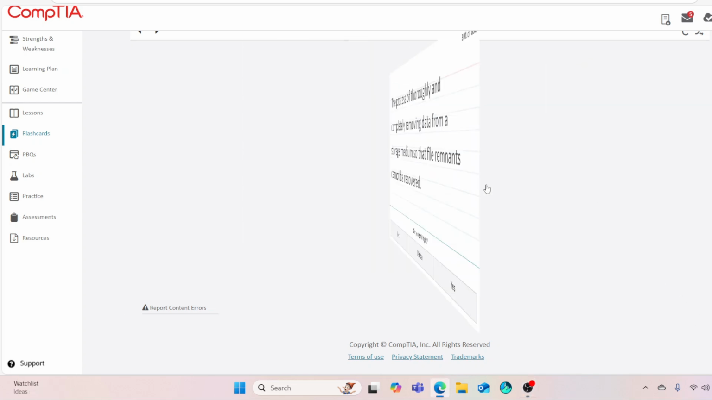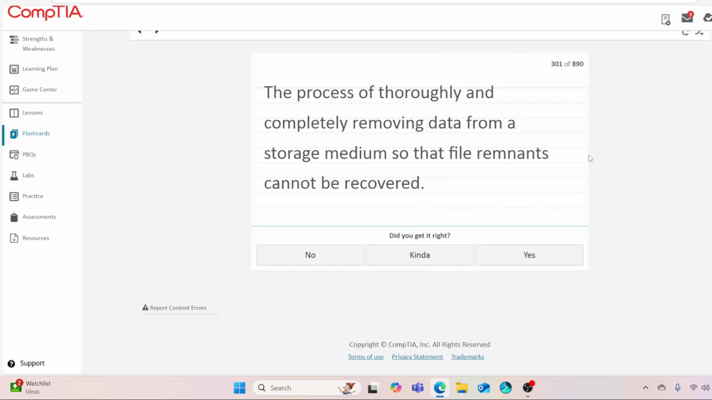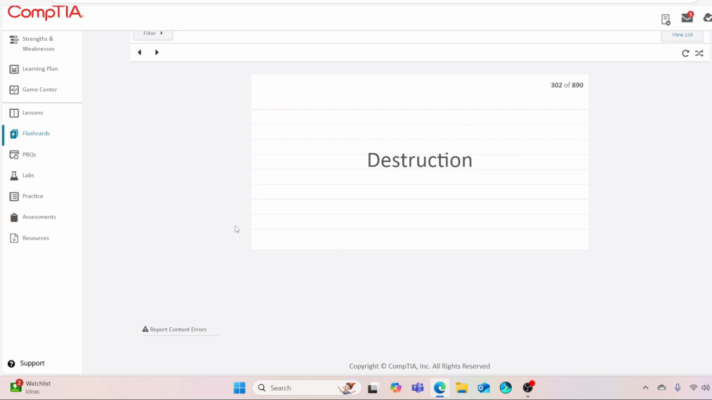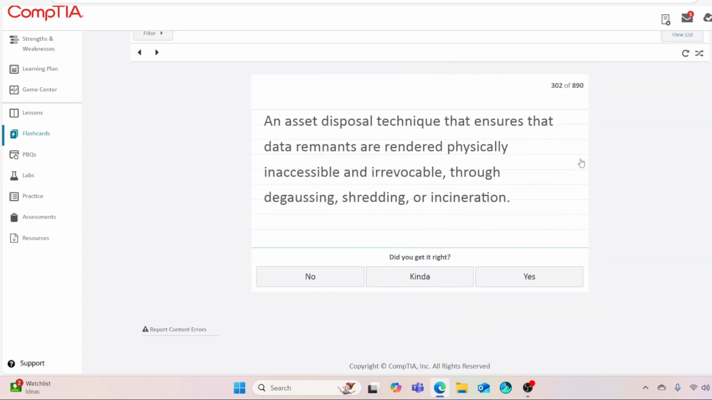Sanitization. The process of thoroughly and completely removing data from a storage medium so that the file remnants cannot be recovered. Destruction. An asset disposal technique that ensures that data remnants are rendered physically inaccessible and irrecoverable through degaussing, shredding, or incineration.